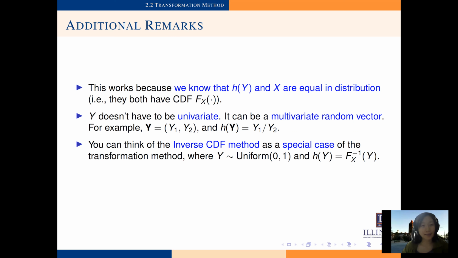Another remark is that you can think of the inverse CDF method we introduced last time as a special case of the transformation method. Specifically, this is the case where our y is uniform 0, 1, the standard uniform random variable, and the transformation function we apply, h of y, is the inverse of the CDF, that is Fx inverse.